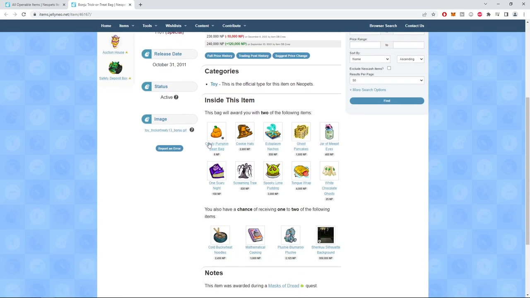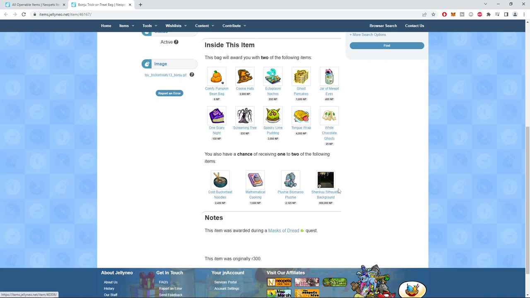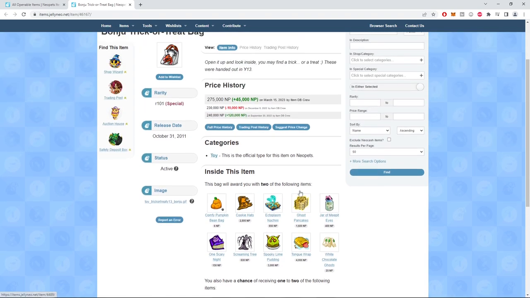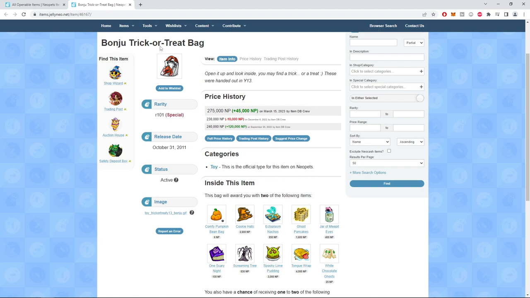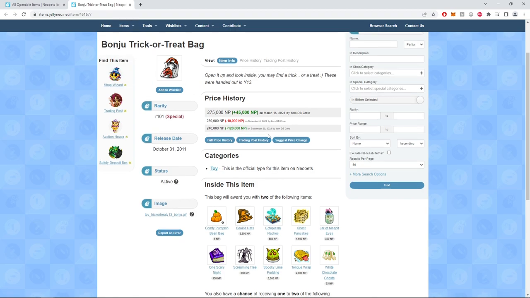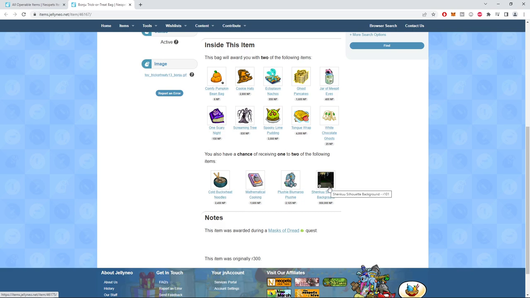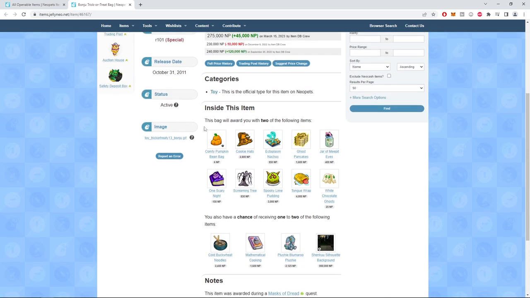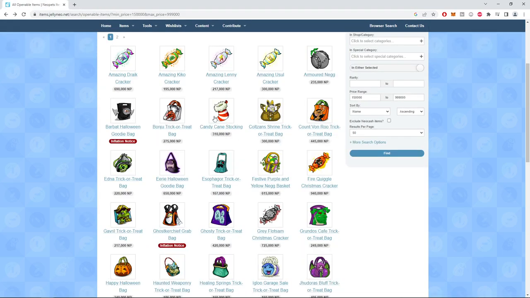275. Nothing valuable here. You're on a prayer to get a Shanku silhouette background. So this is just a complete waste of your time and money. So 1 in 4 has to give you this exact item to be profitable. So once again, waste of time. You see me open these.